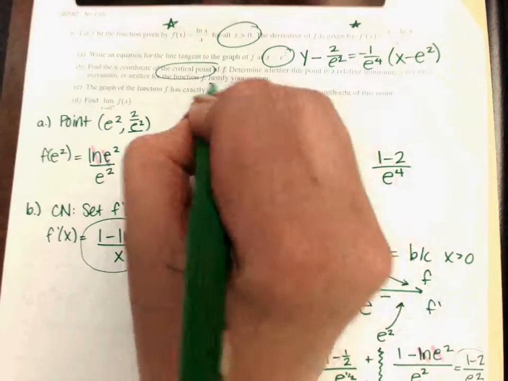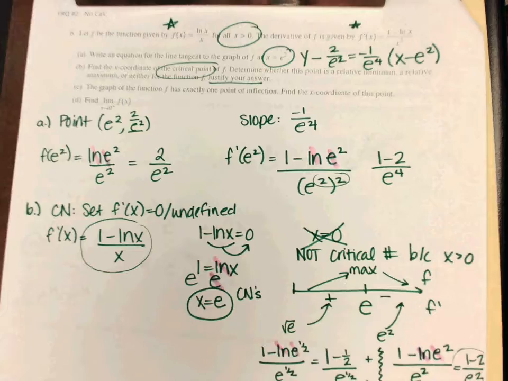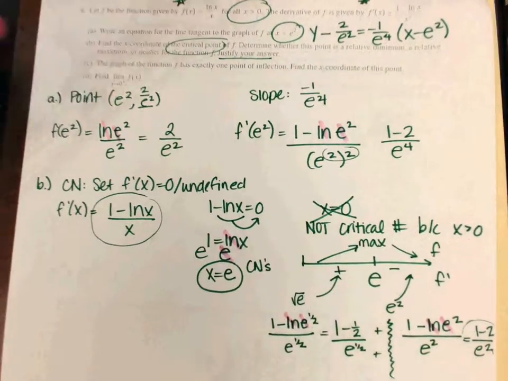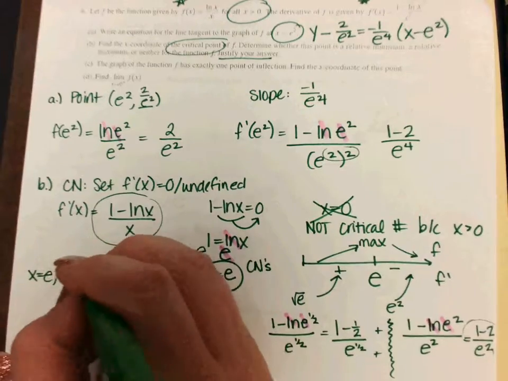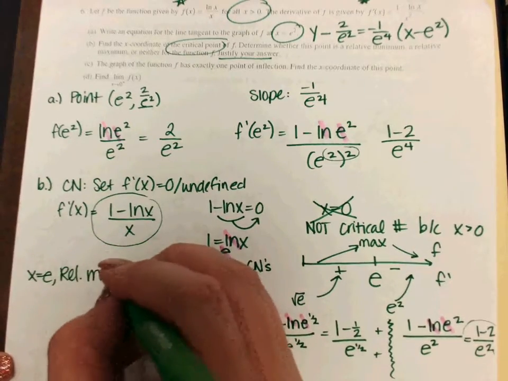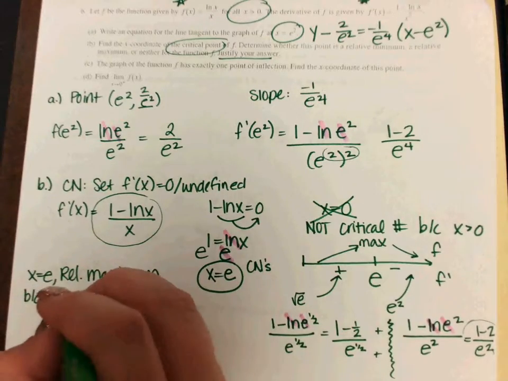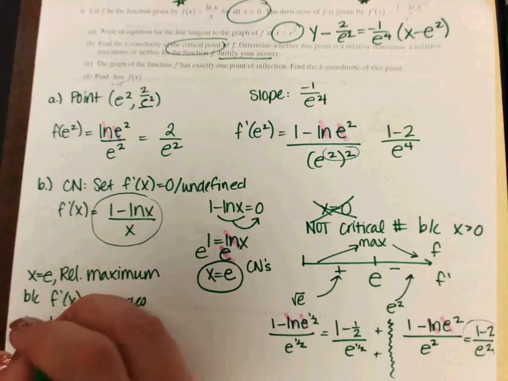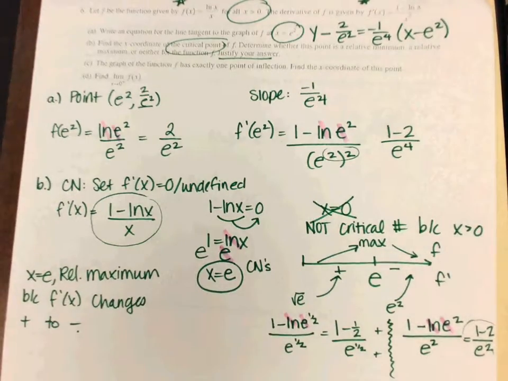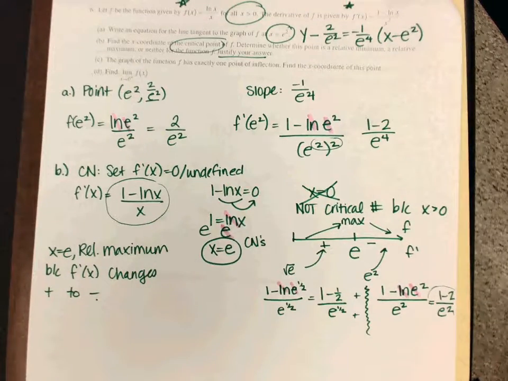Now, it does say to justify your answer, so I'm going to make sure that I do that as well. So I would say x equals e. We have a relative maximum because f prime of x changes from positive to negative. Okay? It's a relative max because f prime changes from positive to negative.